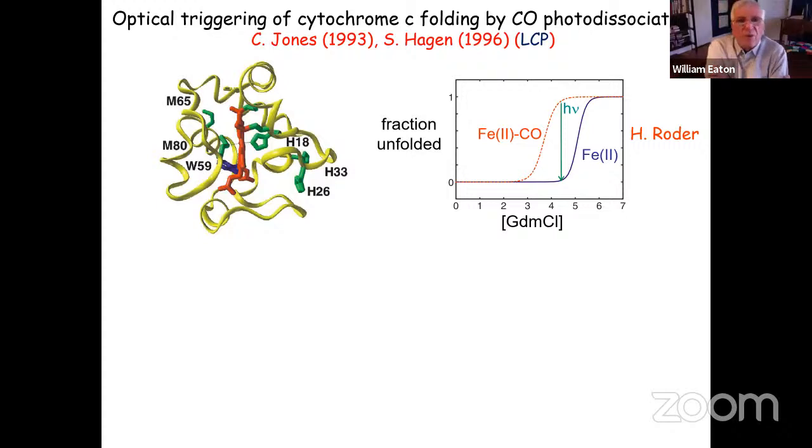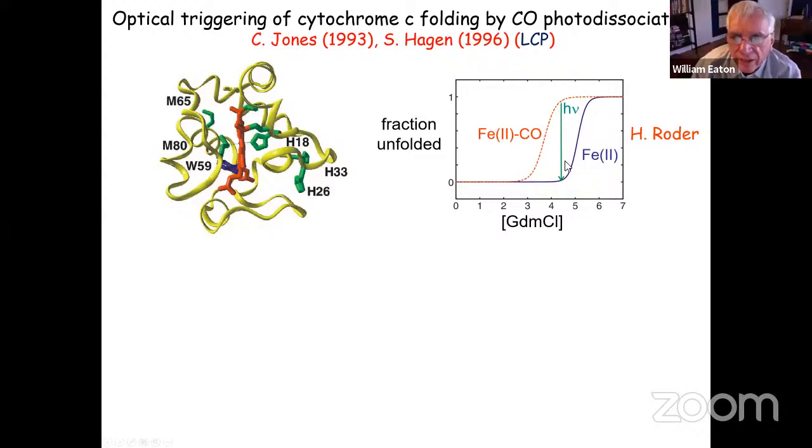This experiment was not my idea, it was the idea of Heiner Roeder. Heiner was visiting the NIH to give a seminar, and he told me about a property of cytochrome C that I was unfamiliar with. I knew a lot about cytochrome C because my PhD thesis was on cytochrome C, both the physical chemistry and the spectroscopy.